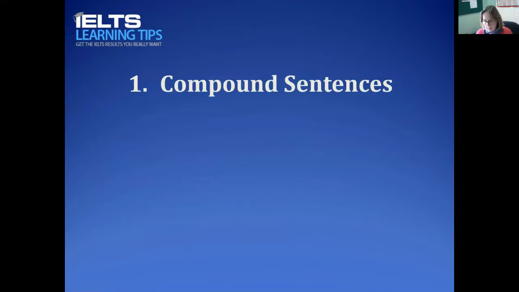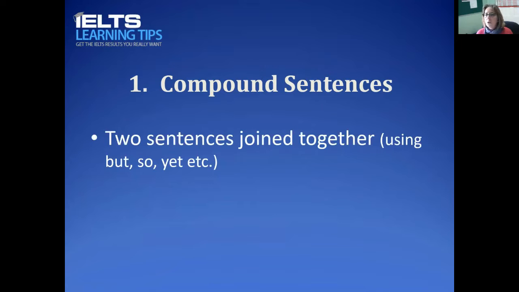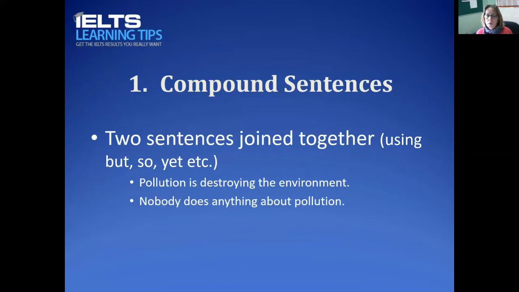So the very easiest way to make a complex sentence is a compound sentence, which is essentially taking 2 sentences and joining them together with a simple linking device, such as and, but, so, yet, etc. And here's an example. Now notice that pollution is repeated. It's repeated in the second sentence.